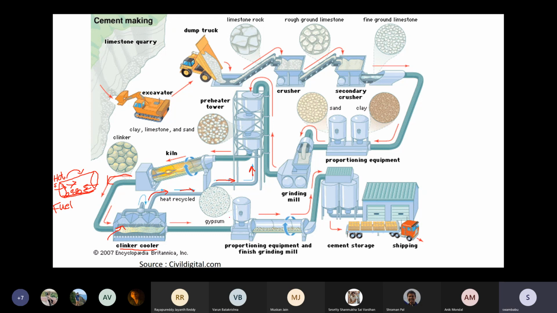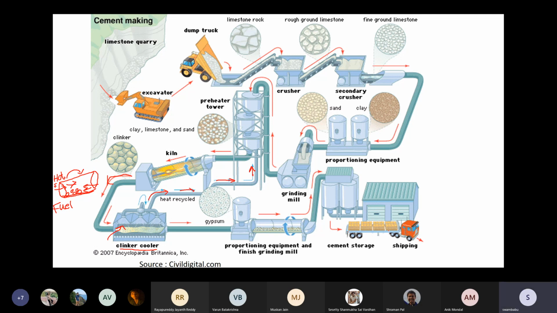Since we are adding something, we need to grind it and mix it, whenever we add two solids. So just simple grinding and mixing equipment is used, and it goes to the storage silos, and that will be stored and then shipped.